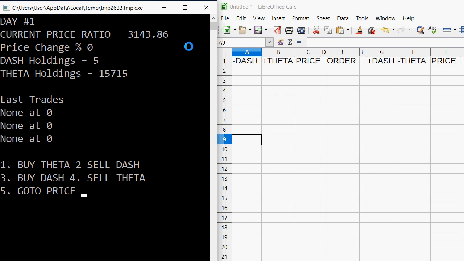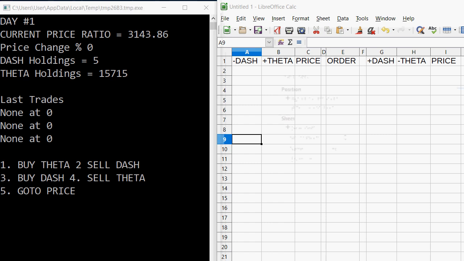I'm going to look for the market to make 20% moves. And I should have taken the rounding off of this. There might be some big decimals. Oh well. 3,143. So playing for about that kind of price.